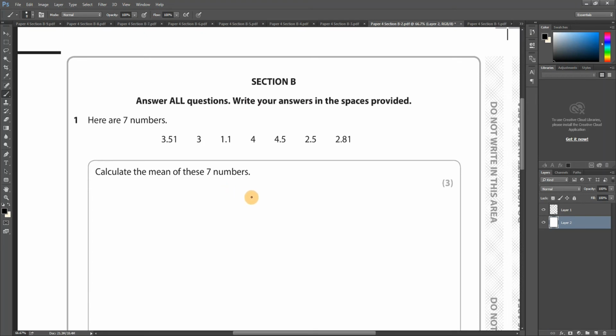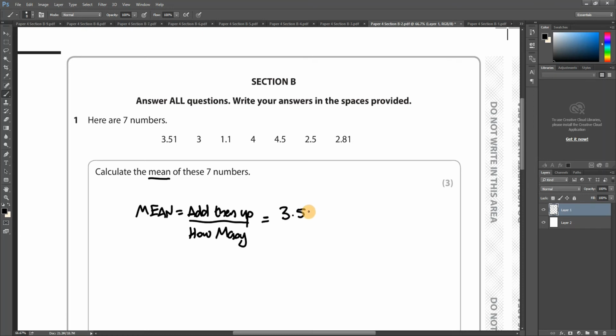Question 1. Here are 7 numbers. Calculate the mean of these 7 numbers. So straight away, you've got to know what mean is. Mean is where you add them all up and divide by how many you've got. You definitely need to know this. I know it's obvious, but you do have to show all of these.